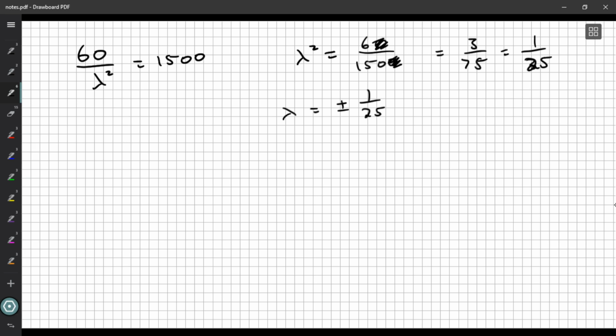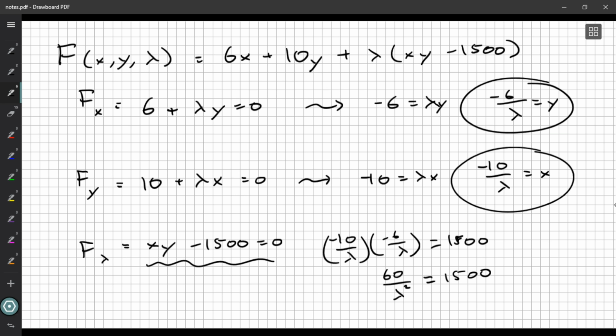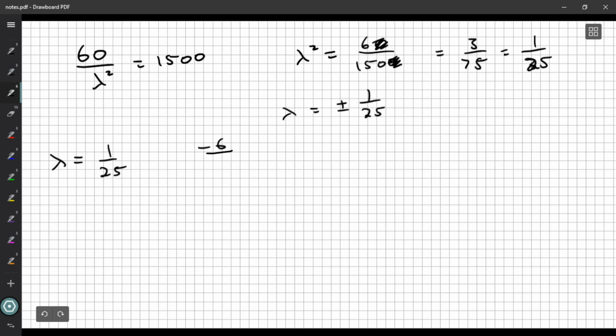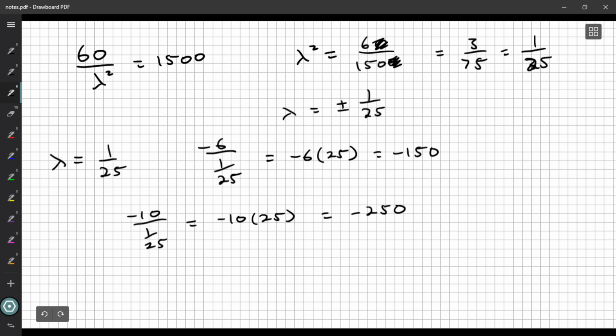Okay. So, well, where do we go from here? Well, if we let lambda be 1/25, we can get x and y, so we'll get minus 6 over 1/25. And that's really just minus 6 times 25. And 6 times 25, so it's going to be minus 150. Minus 10 over 1/25 is going to result in minus 10 times 25. So minus 250. Okay. So there we go. We've got our x and our y's.